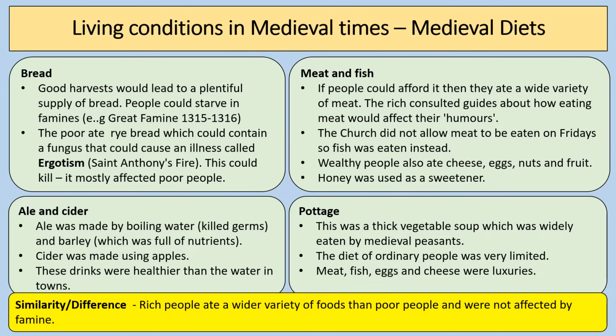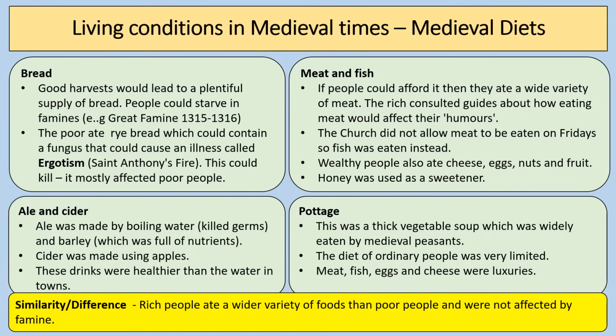In terms of meat and fish, if people could afford it, they would try and eat a wide variety of meat. The rich consulted guides about how eating meat would impact on their humours. There was a belief that what you ate affected your health. The church did not allow meat to be eaten on Fridays, so fish was eaten instead. Wealthy people also ate cheese, eggs, nuts and fruit, and honey was used as a sweetener.